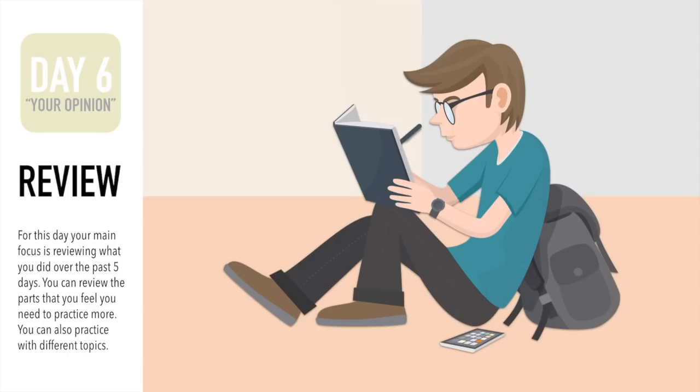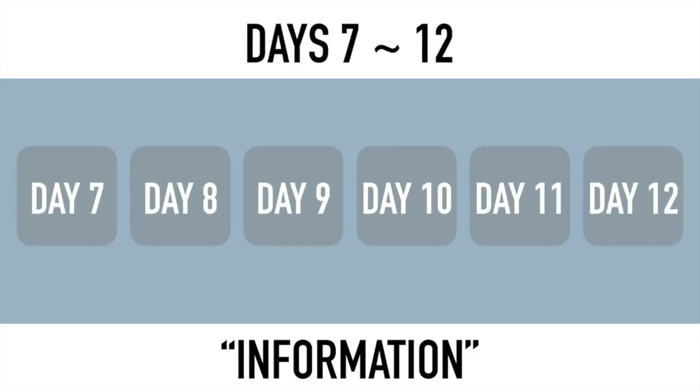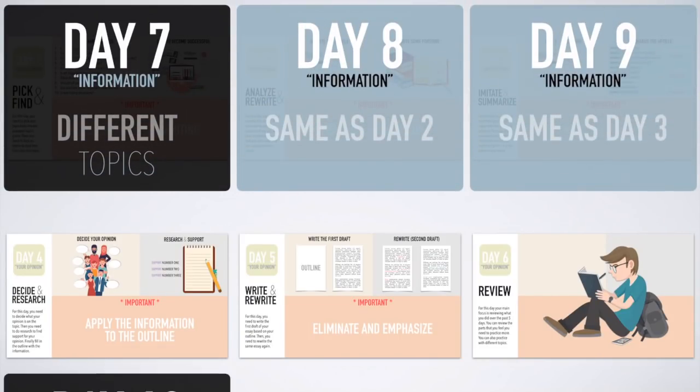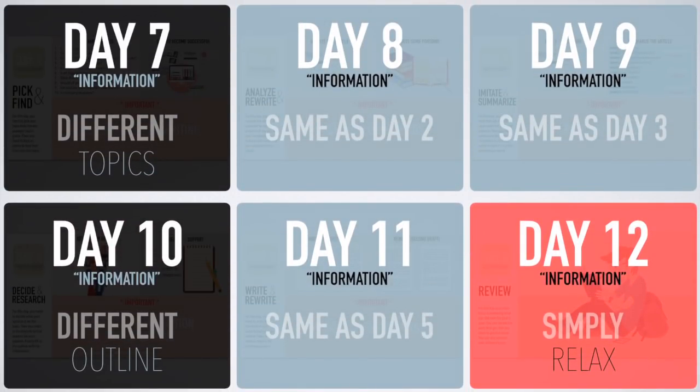All right, now, days 7 to 12, the information essay style. Now, remember, in our past week, days 1, 2, 3, 4, 5, and 6, I expressed in detail what you had to do. Actually, there are similarities for days 7 to 12. Now, here's what we're going to do. So, day 7 and day 10 are different, but day 8, day 9, and day 11 are the same as day 2, day 3, and day 5.